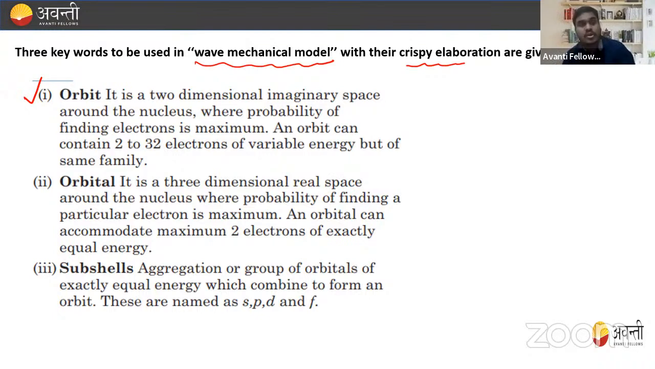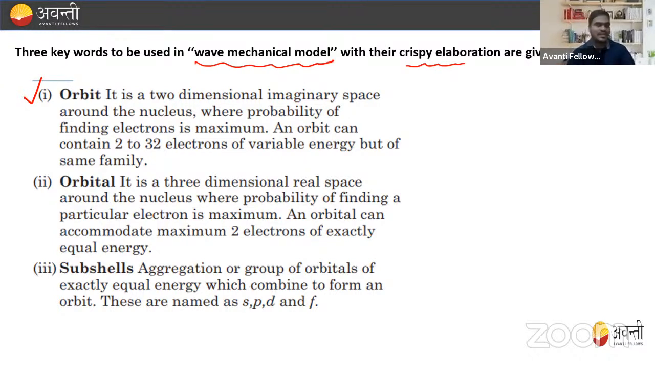On a similar basis, what is an orbital? It is the three-dimensional real space around the nucleus where the probability of finding a particular electron is maximum. An orbital can accommodate a maximum of 2 electrons of exactly equal energy. And what is a subshell? It is an aggregation of a group of orbitals of exactly equal energy, which combine to form a shell. These are named s, p, d, and f. Later we are going to study this in quantum numbers, right?